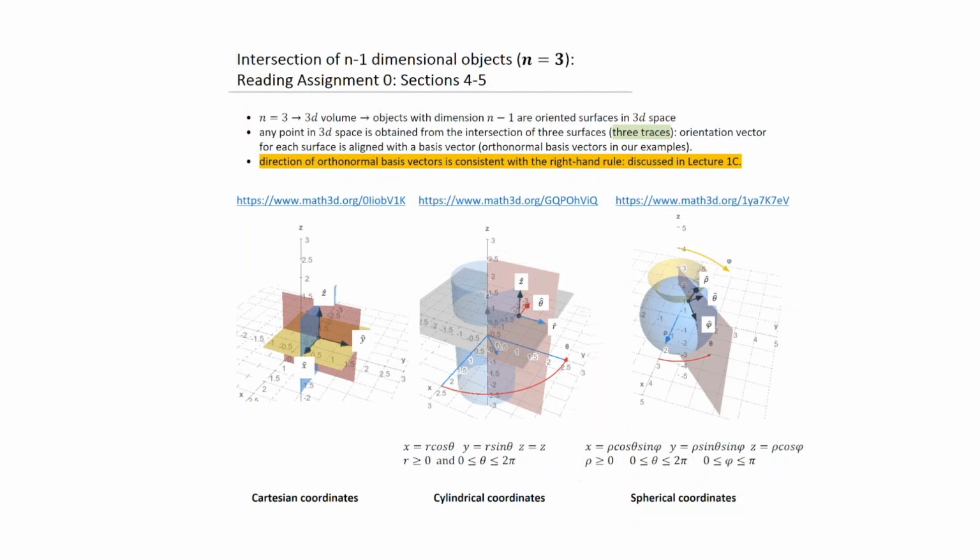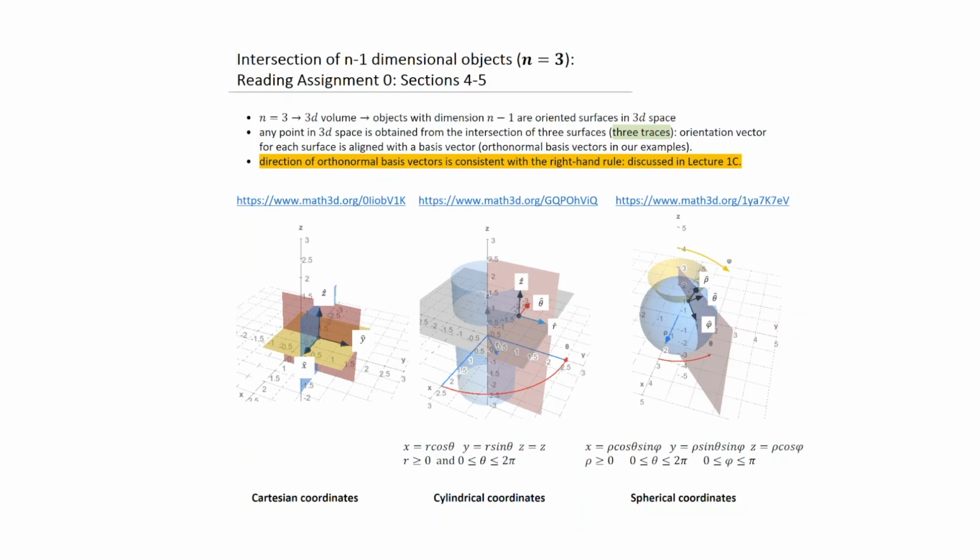In spherical coordinates, the situation would be a transformation involving rho, theta, and phi. Phi is measured with respect to the z-axis going down. Theta is still measured in the azimuthal plane, the xy plane. The range on rho is greater than 0, the range of theta is from 0 to 2 pi, and the range on phi would be from 0 to pi.